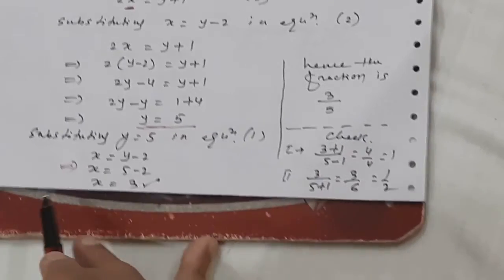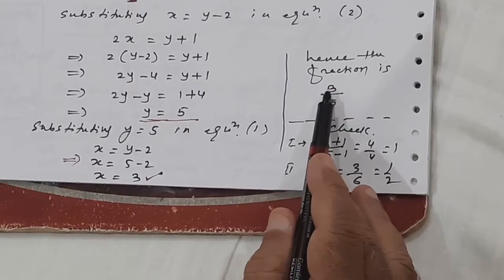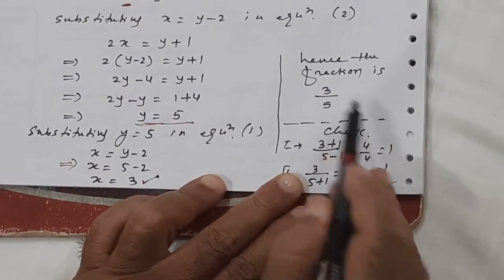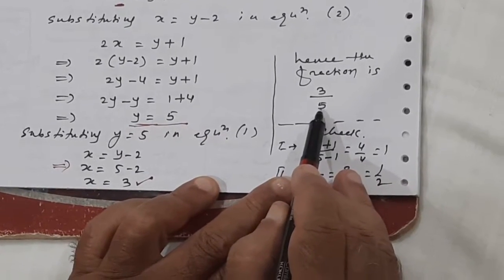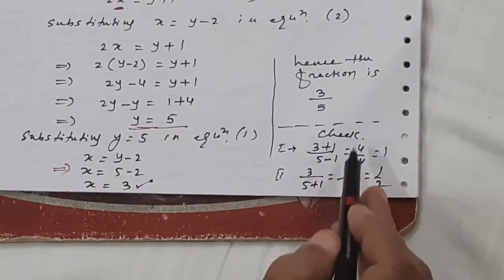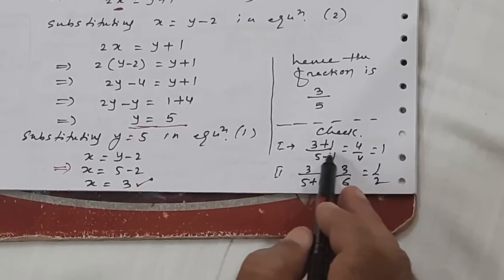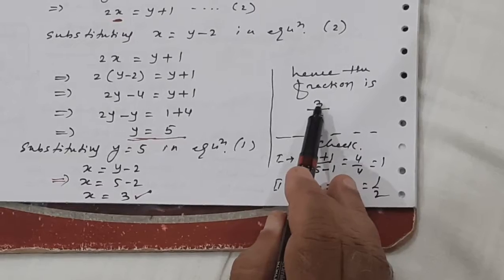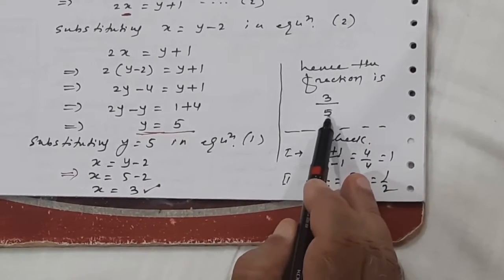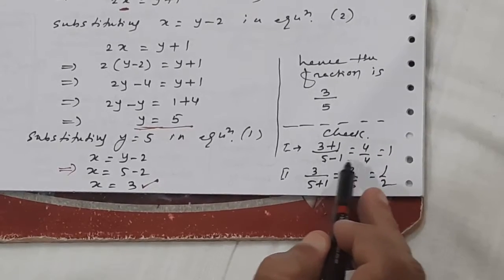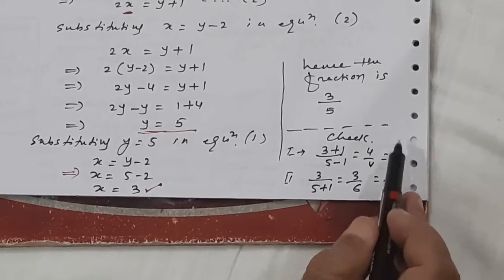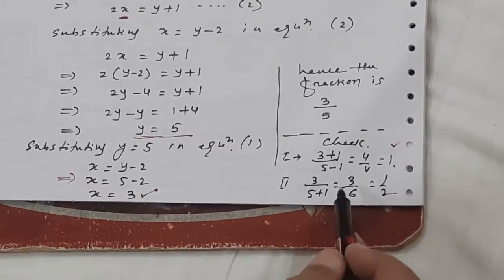Let us check it out. Now what is the first condition? We are adding 1 to the numerator. So 3 plus 1, 4. And 1 is subtracted from the denominator. 5 minus 1 is equal to 4. So 4 upon 4, it's 1. So the first condition is satisfied.